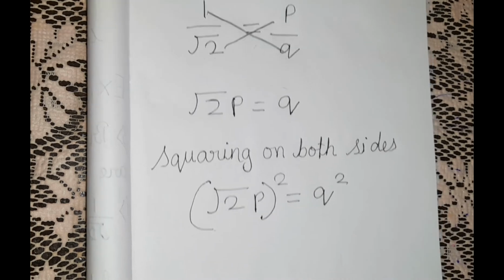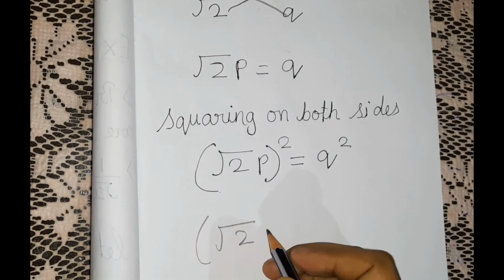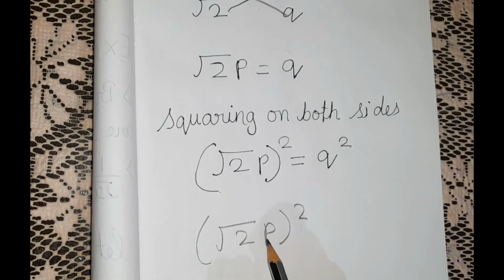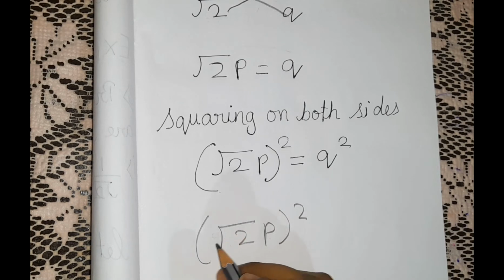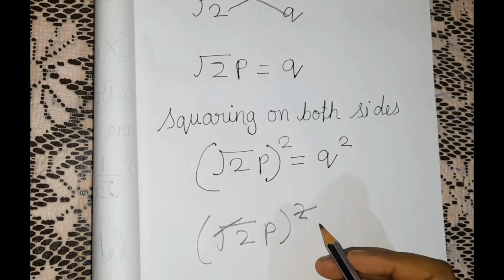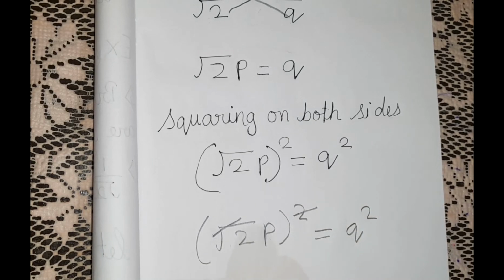Now what we are going to do is, here we have root 2 p square. This root 2 has a square and p also has its own square. So whole square means this square belongs to root 2 as well as p. So we are going to cancel the square and this square for root 2. This root means square, am I right? So we are going to cancel this and we are going to cancel here also. So now it is 2p square is equal to q square.